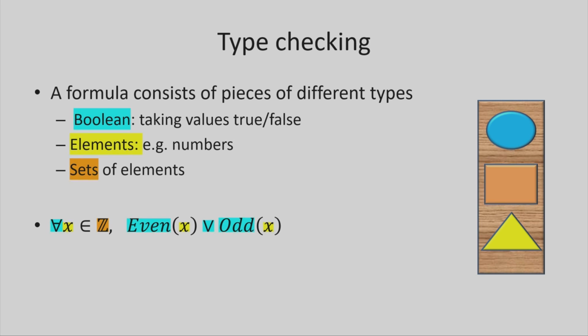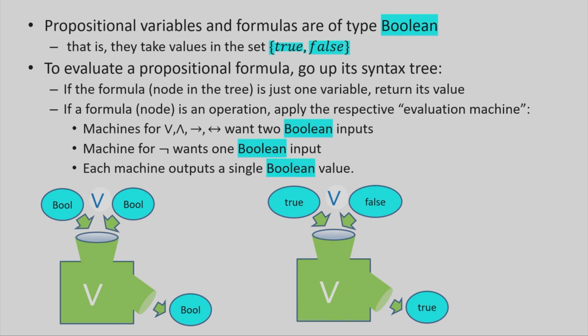So let's now think about it even more computationally. Let's think about machines for evaluating formulas like that. But let us start with simpler formulas, the propositional formulas that we studied at the beginning of this course. So in the world of propositional logic, everything is Boolean. Everything takes value true or false. There are no numbers, there are no sets, everything is just Boolean.